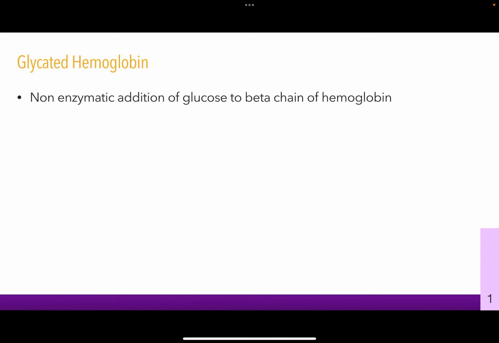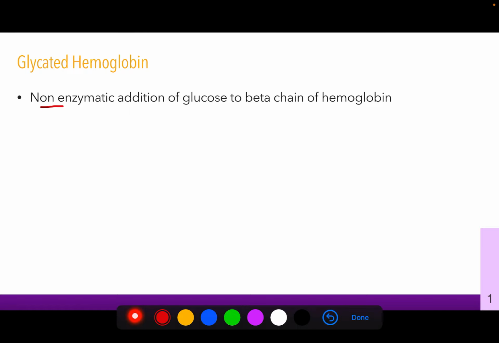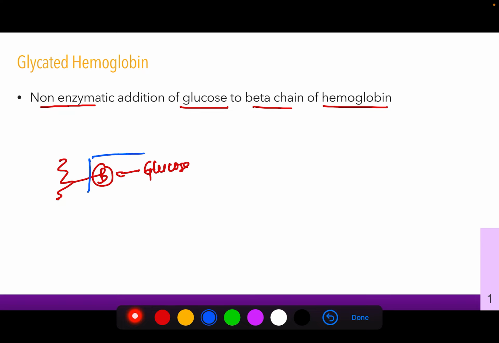Okay, what is glycated hemoglobin? It is a non-enzymatic addition of glucose to the beta chain of hemoglobin. Imagine this is hemoglobin, this is the beta chain. What happens? Glucose binds to this beta chain of hemoglobin. Then there is HbA1c formation.